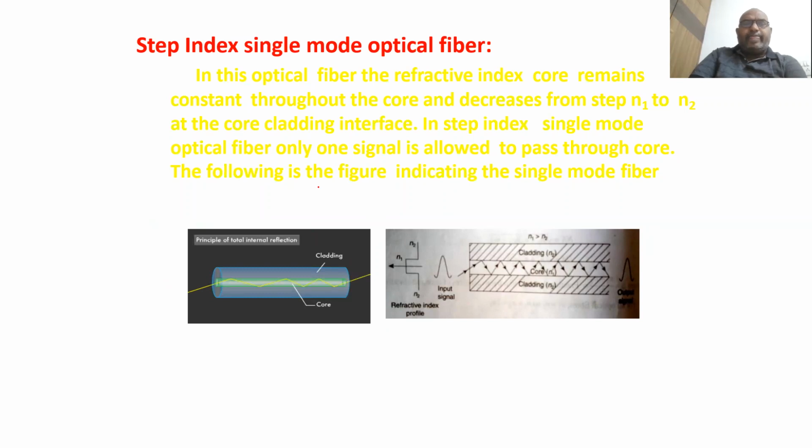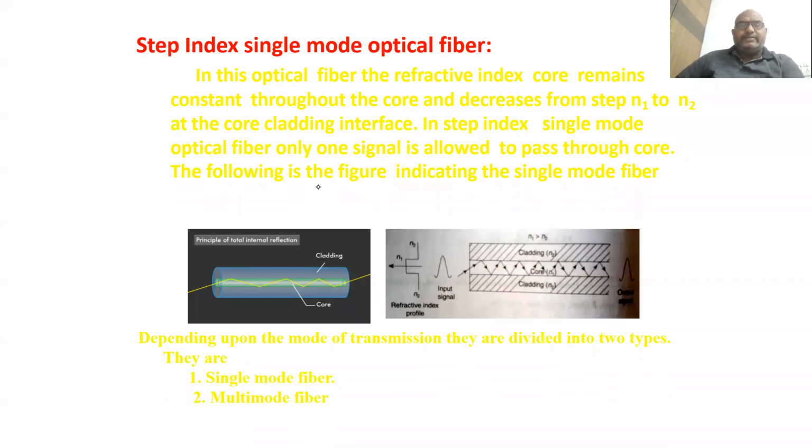My dear students, from the diagram, in the step index fiber the propagation of the signal is stepwise, or zigzag. It allows only a single mode in optical fibers. One signal is allowed to pass through the core, as the diagram indicates for single mode step index fiber. Single mode step index fiber allows one mode of propagation. Step index fiber is classified into two types: single mode step index fiber and multi-mode step index fiber.